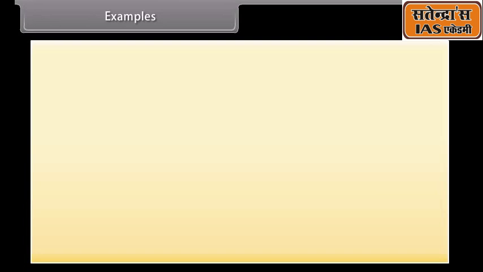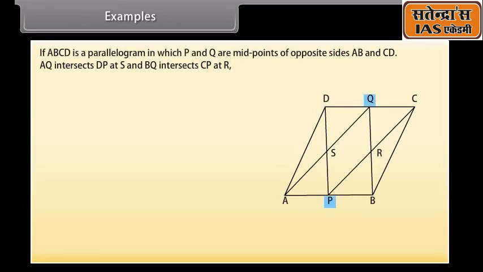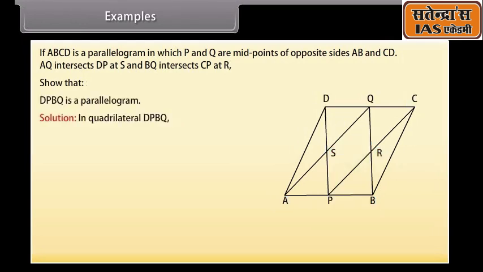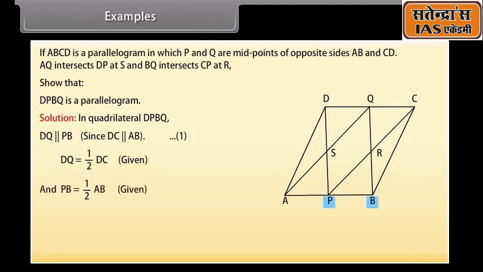Examples. If ABCD is a parallelogram in which P and Q are midpoints of opposite sides AB and CD, AQ intersects DP at S and BQ intersects CP at R, show that DPBQ is a parallelogram. Solution. In quadrilateral DPBQ, DQ is parallel to PB since DC is parallel to AB. Mark it as 1. DQ is equal to 1 upon 2 DC, which is given, and PB is equal to 1 upon 2 AB, which is also given.